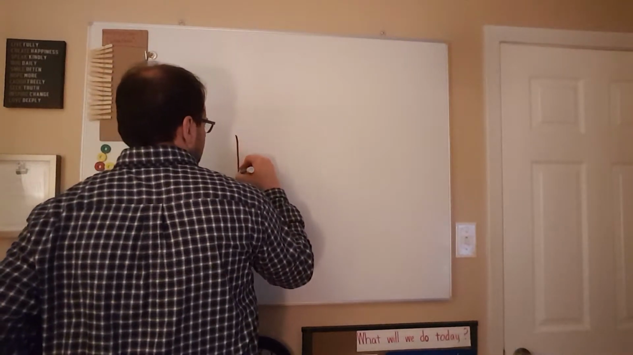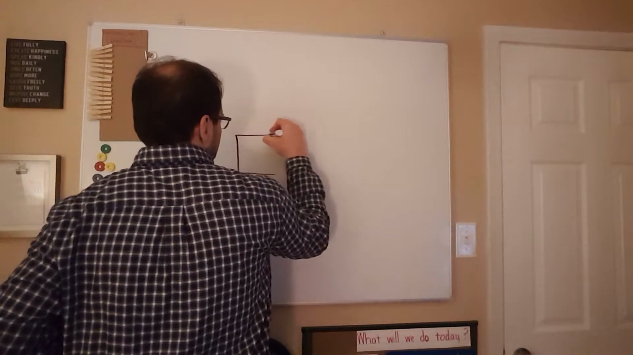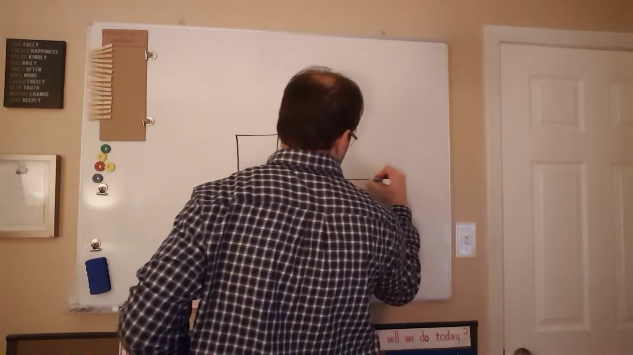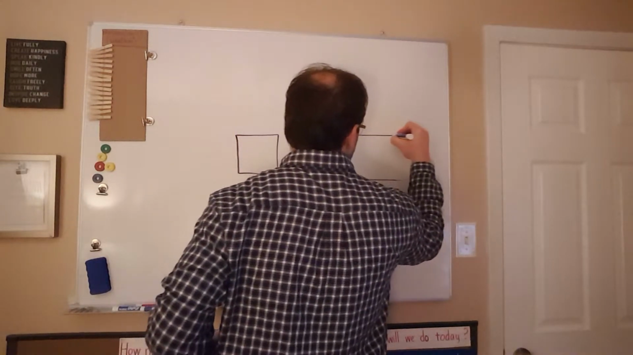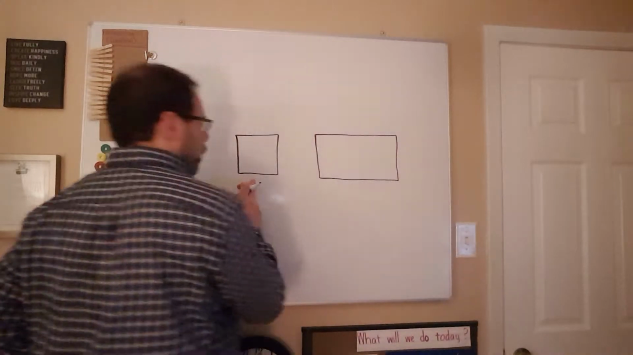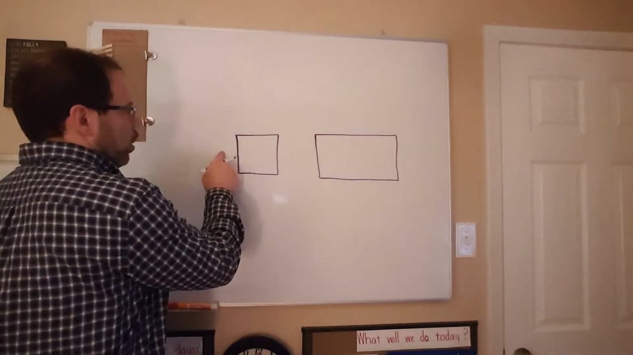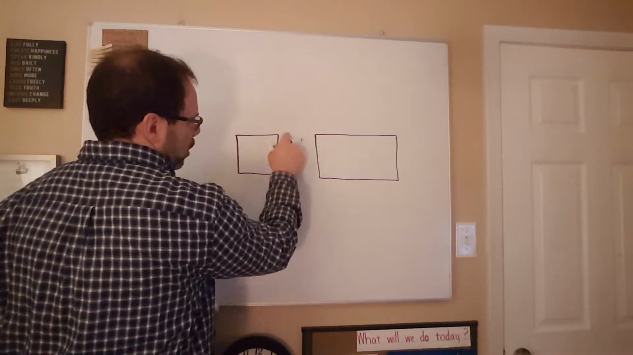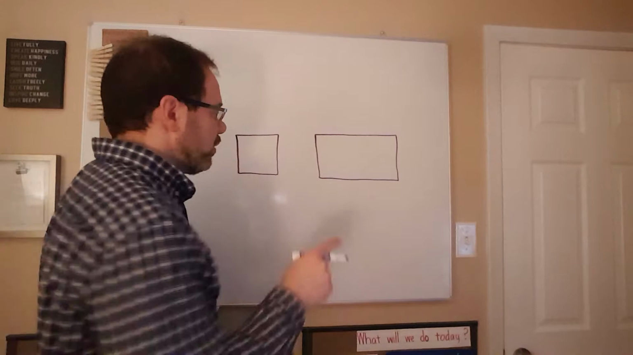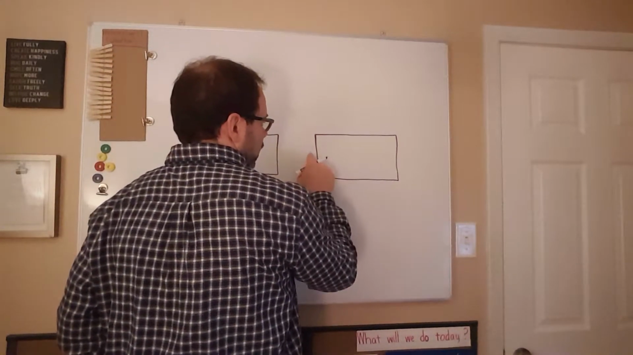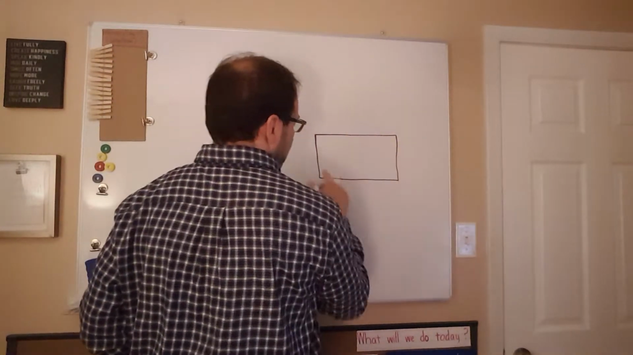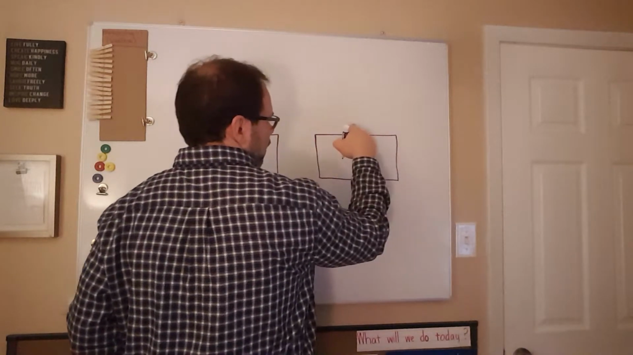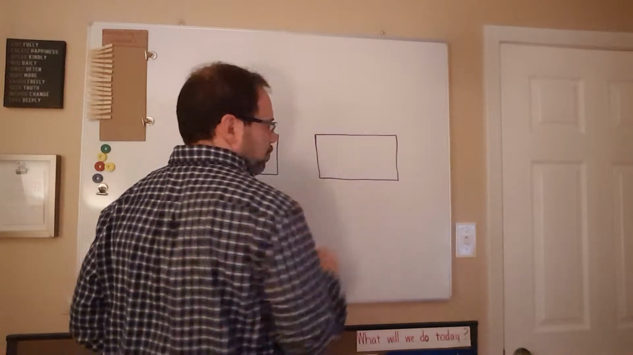All right, so ready? So that's a square. Okay, we know that this is a rectangle. We know a square has 4 equal sides, 1, 2, 3, 4, and all of those sides are the equal length. A rectangle has 4 sides, 1, 2, 3, 4, and 2 of the sides are equal length. This side is an equal length to this side, and this top is an equal length to this bottom.